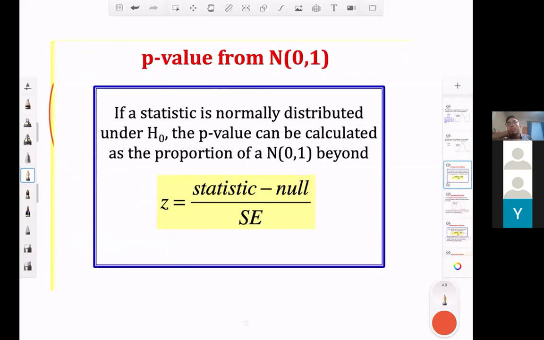P-value. If a statistic is normally distributed under the null hypothesis, the p-value can be calculated as a proportion of a normal distribution with mean 0 and standard deviation 1. So we find the statistic, we find the z-score, and then we go to the normal distribution graph, N(0, 1). Then we find whatever z tells us. We find the area, and that's our p-value.